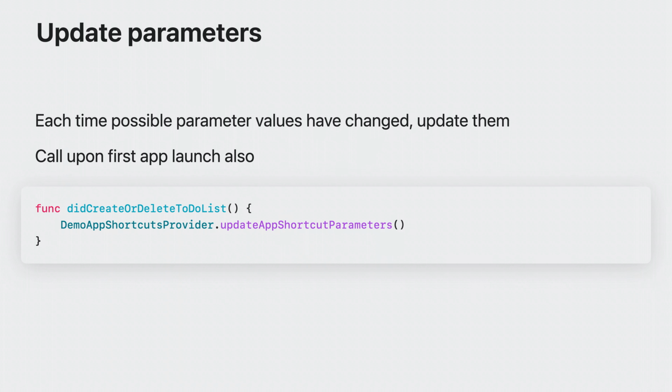Calling this method signals to the system that your app shortcut parameters have changed, and will cause the system to call suggested entities on any relevant queries to refetch them. I need to do this each time my to-do lists have changed. That includes additions and deletions, but also mutations such as renaming. For example, if any part of my entity's display representation has changed, I'll need to call this method. It's important to remember to also call this upon your app's first launch. App shortcut phrases referencing entity parameters won't work until the system has successfully fetched entities for the first time.